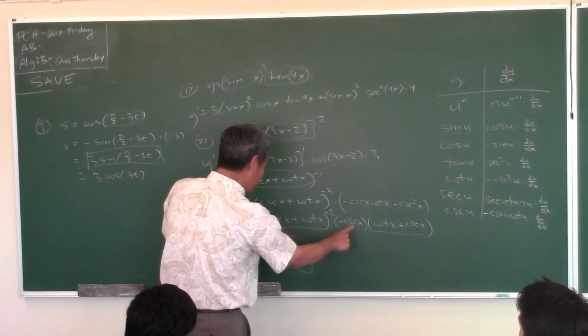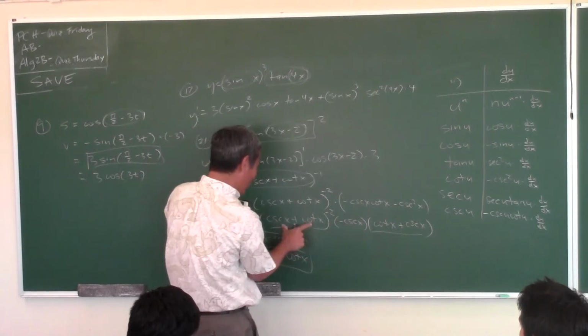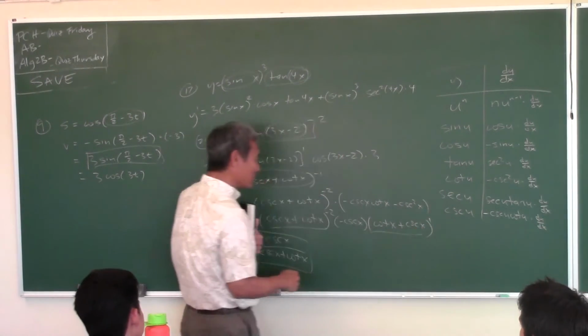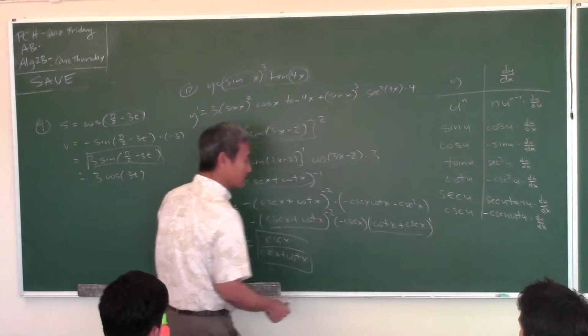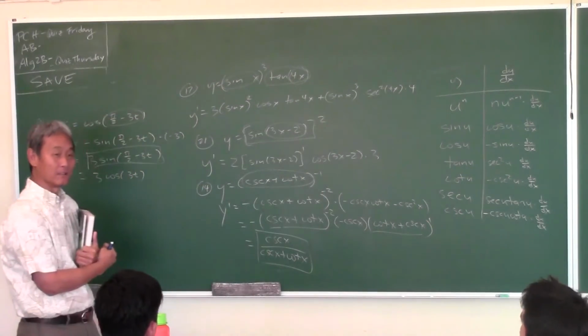And then this cosecant is the same thing as cosecant. And then when you multiply two things together, what do you do with the exponents? Add them up. You add the exponents. What's negative 2 plus 1? That's why it's in the denominator. Okay. Wow.